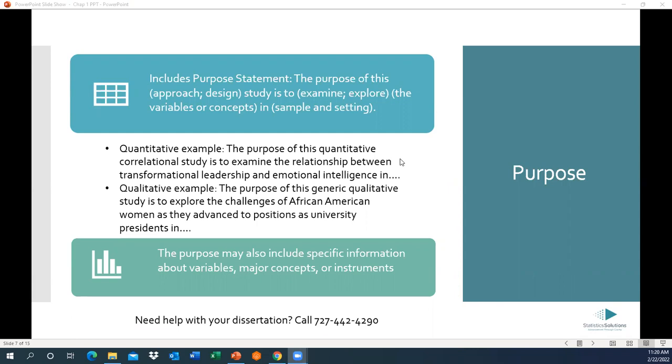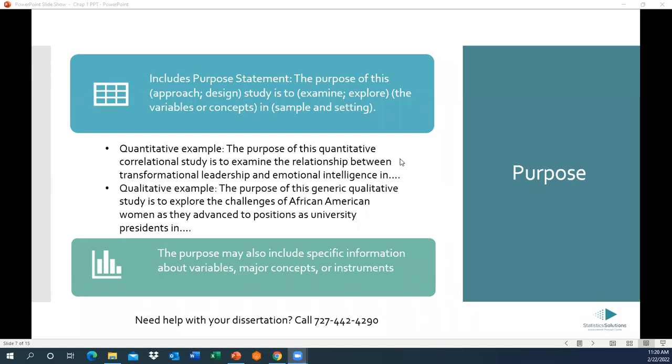So that's the template, and you should stick pretty closely to that. Obviously, your purpose statement is going to have its own details, and I have a qualitative example too. That's the purpose statement itself. The purpose section is a little longer than that. Again, it's not that long. It's probably a solid paragraph. The purpose section may include specific information about the variables or the concepts or the instruments that you're going to use to measure those.